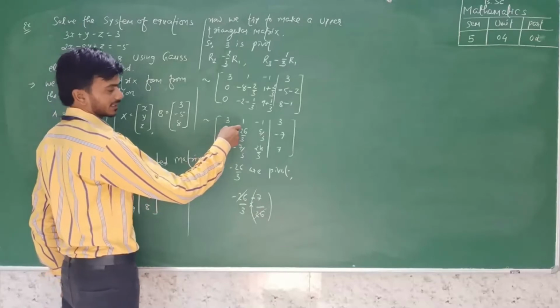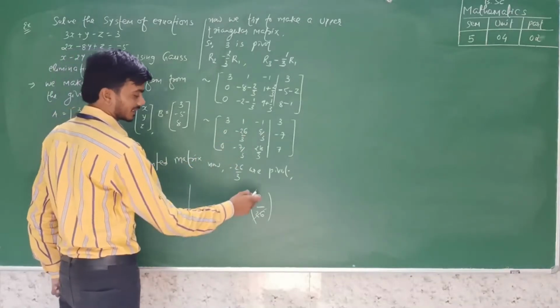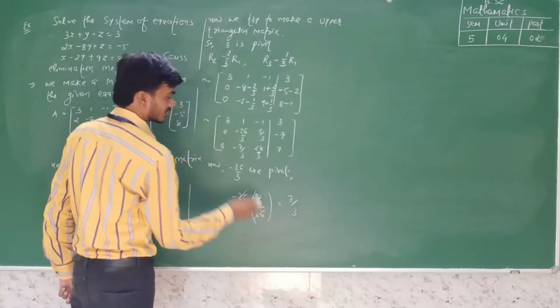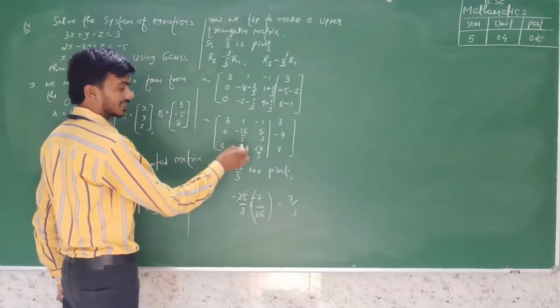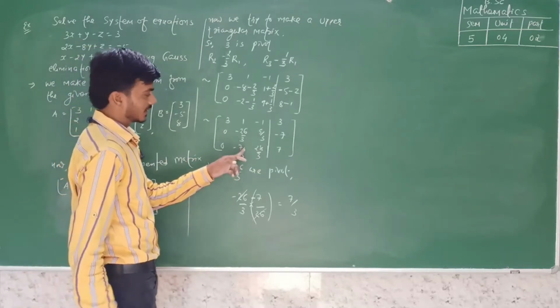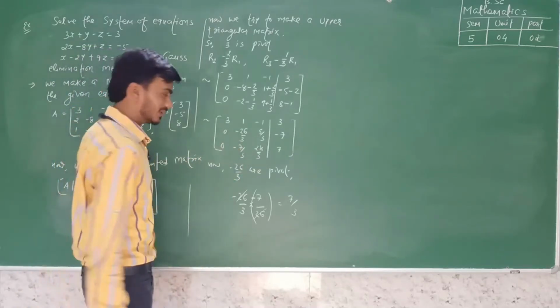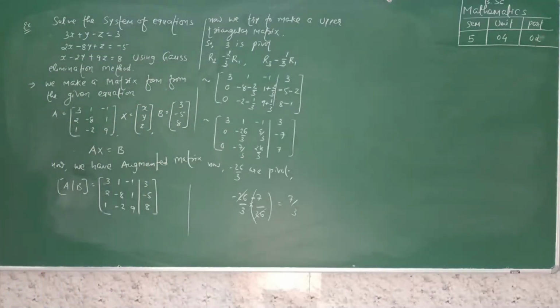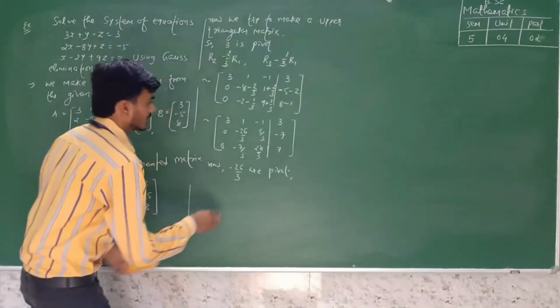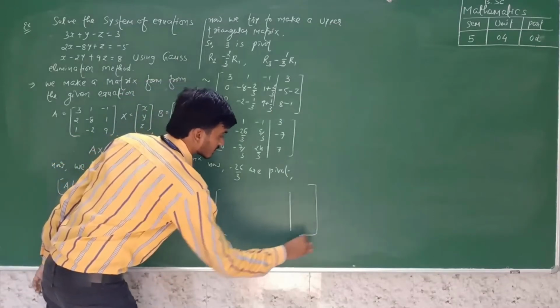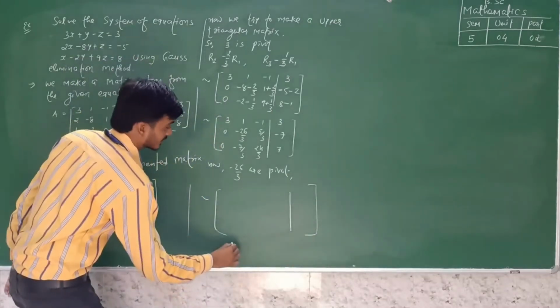This minus 26 by 3 into minus 7 by 26. Minus minus plus. So 7 by 3 will be added there. So this element can be 0. So 0, 0 and 0. That means we made an upper triangular matrix. So minus 7 by 26, multiplying by this element, so the operation is like this.